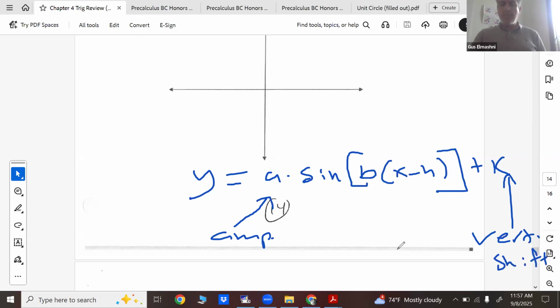Vertical shift. Horizontal shift. And I'd say period is 2 pi over b.